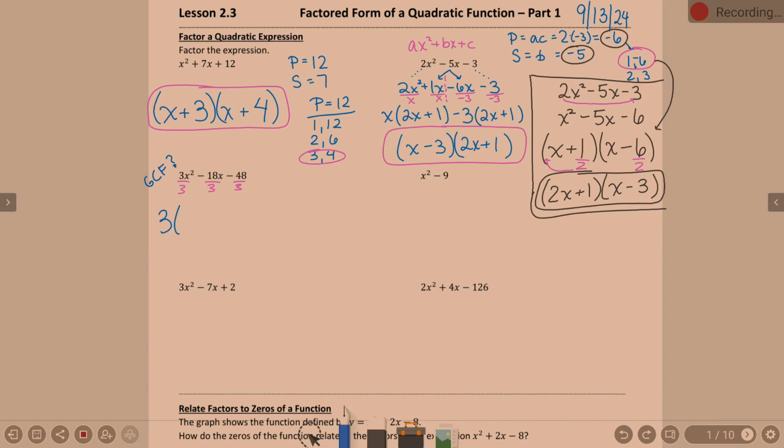Then, in parentheses, what is 3x squared divided by 3? X squared. Minus, what is 18x divided by 3? 6x. Minus, what is 48 divided by 3? 16.